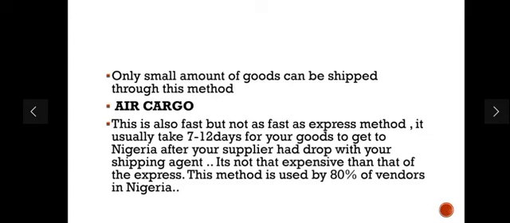Now the other one is air cargo. Air cargo is one of the most common methods used by importers of bringing their goods to Nigeria. It is also fast, but not as fast as the express method. It usually takes between 7 to 12 days for your goods to get to Nigeria after your supplier has dropped them with your shipping agent. Between 7 to 12 days, but it might be more. There may be other contingencies that may happen, but officially it takes between 7 to 12 days. That's approximately 2 weeks after your supplier has dropped your goods to your agent.